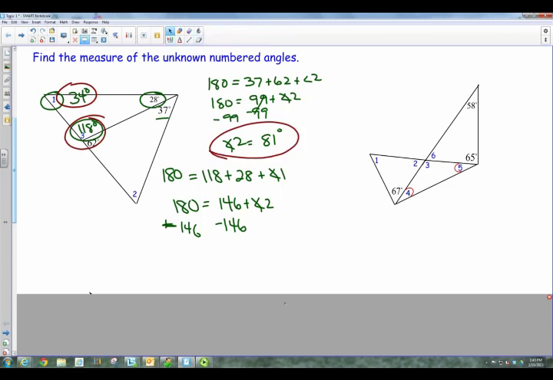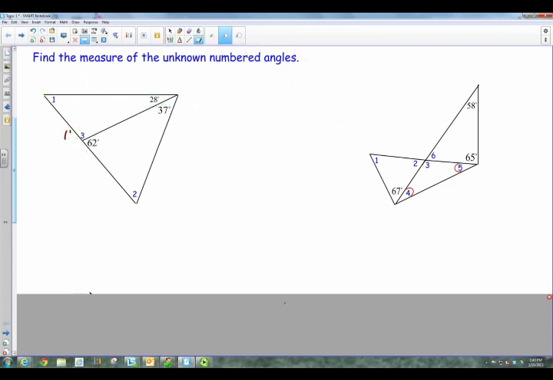Alright, so using that same idea, try this second example over on the right, pause the video, come on back in a second, and we'll look at it.